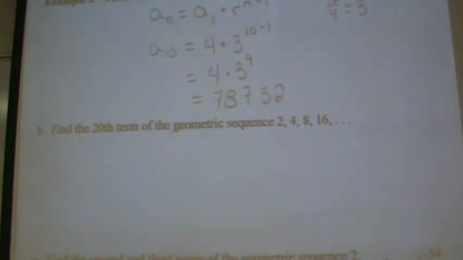Okay, I have a question. So that formula, you're taking the first term times the common ratio to the power of n minus 1. Why are you subtracting 1? Why don't you just multiply it by r to the n? That's a good question. That is a good question. So think about it.